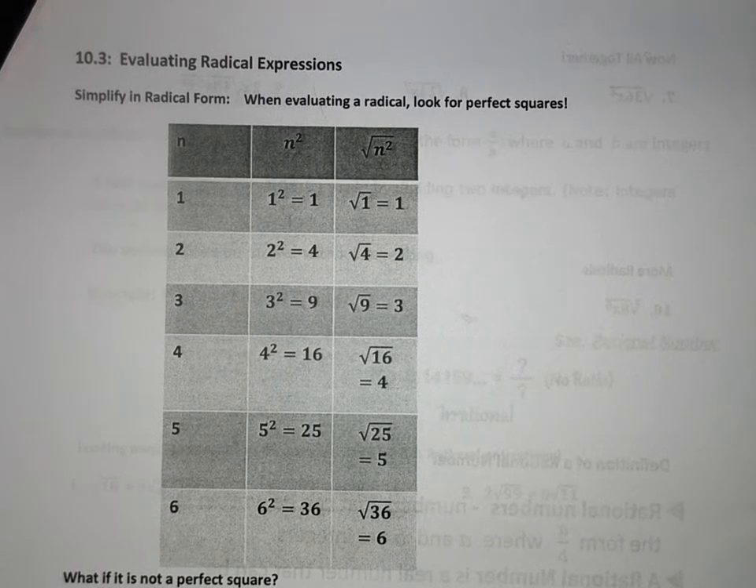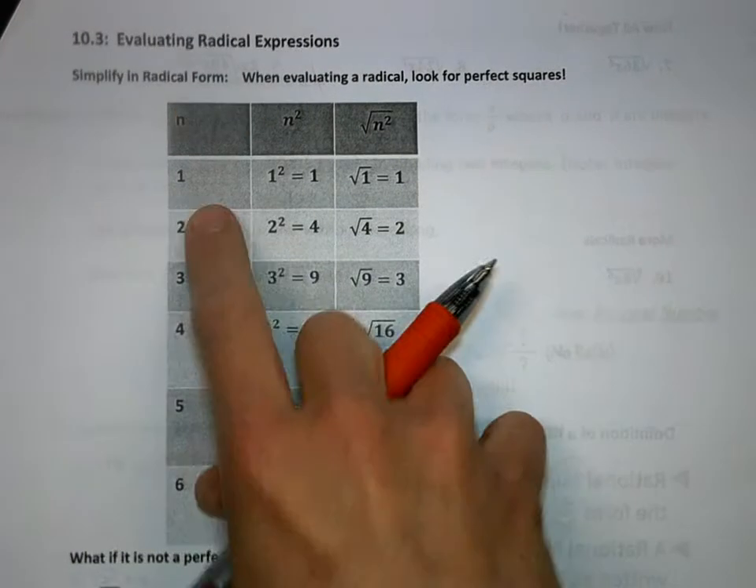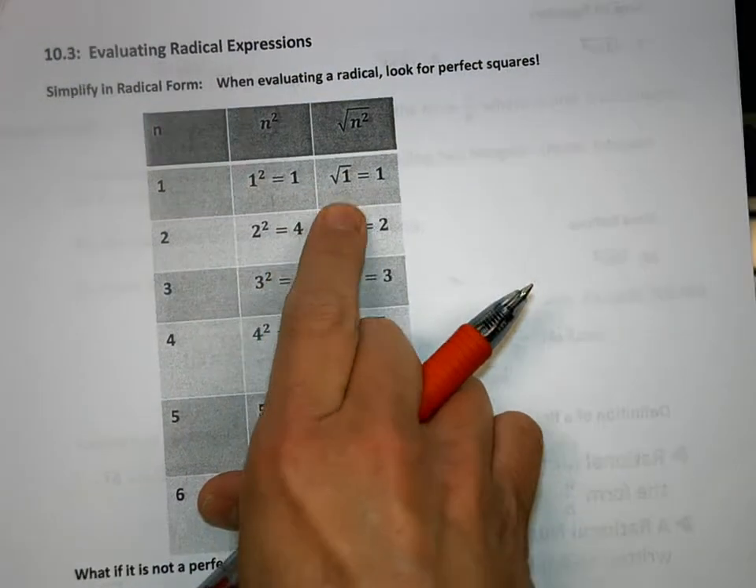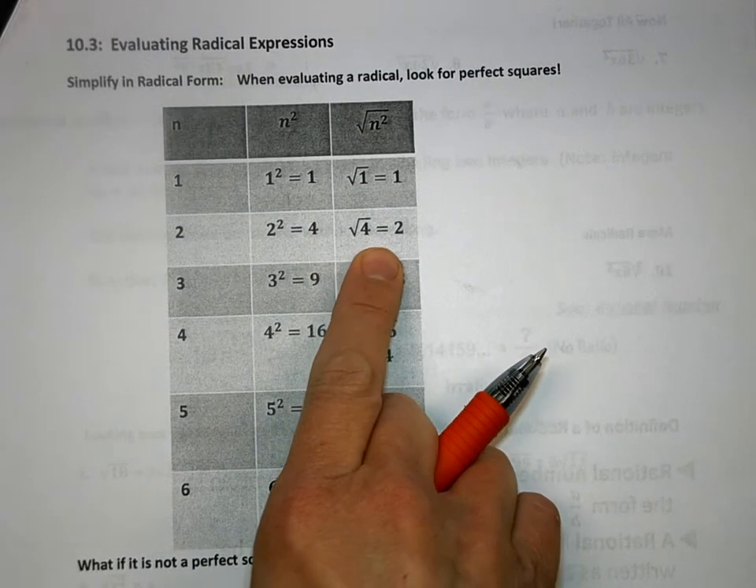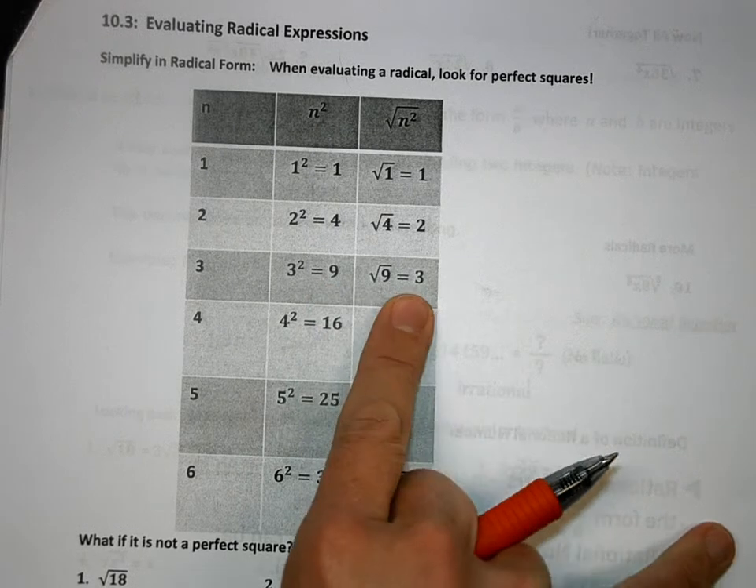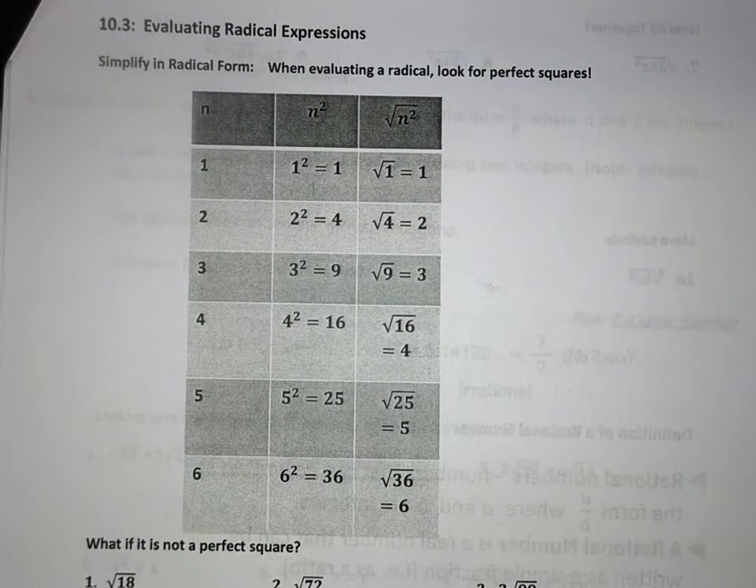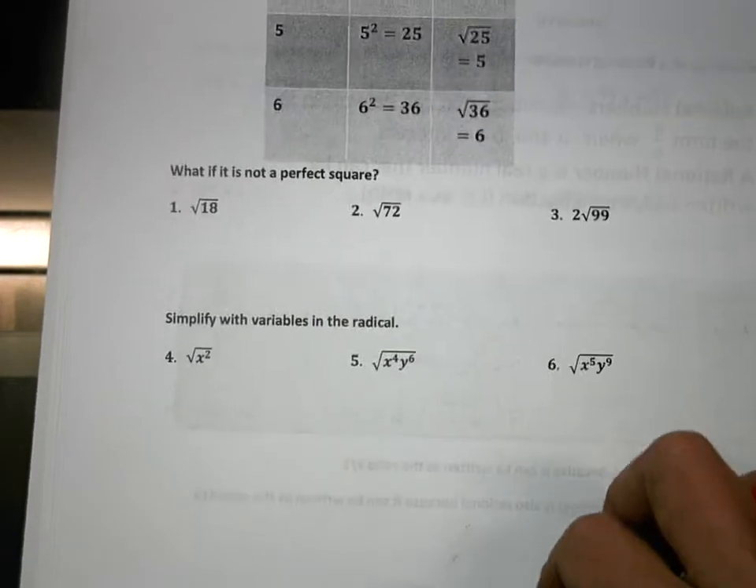So I wanted to show you here is that when you have a number, like 1 squared is 1 and the square root of 1 is 1. 2 squared is 4. The square root of 4 is 2. 3 squared is 9. Square root of 9 is 3. And so on and so forth. Oftentimes with square roots, you can look for the perfect square in order to find the answer. Okay? But sometimes things are not perfect squares.